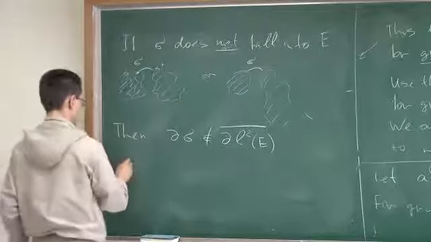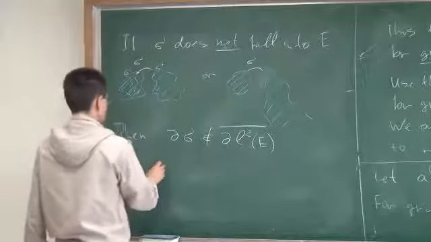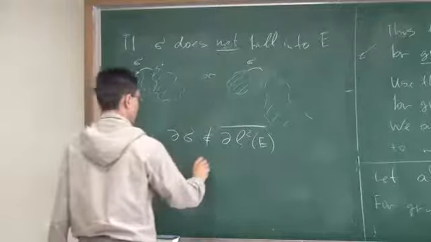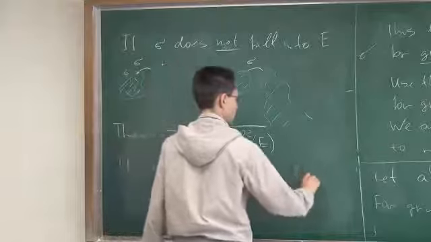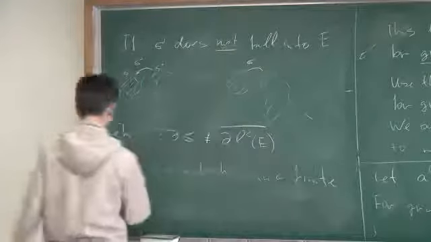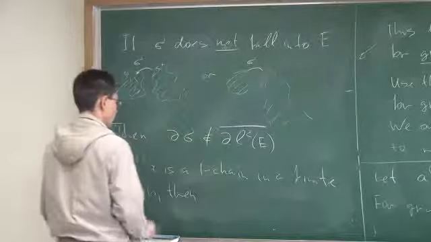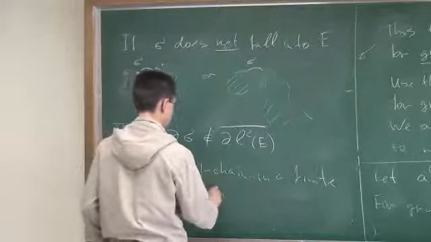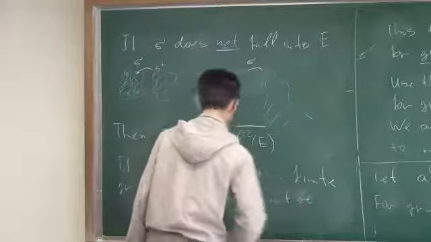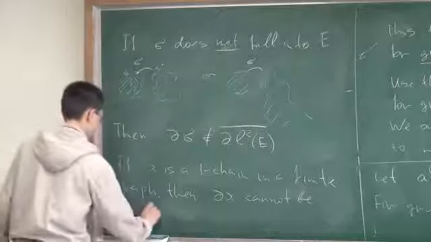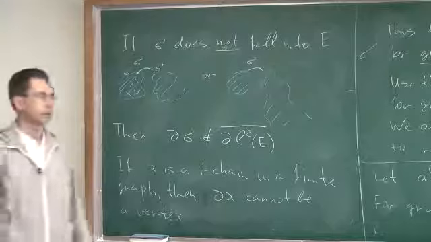So for any, say x is a one chain in a finite graph, then the boundary of x cannot be a vertex, just one vertex. You cannot obtain the boundary being the vertex.